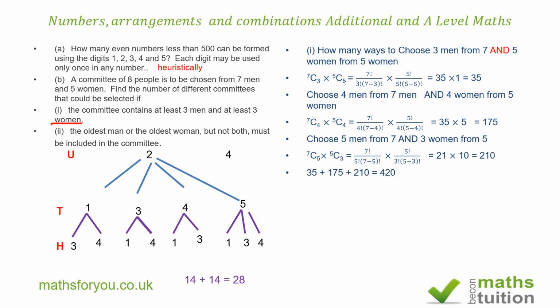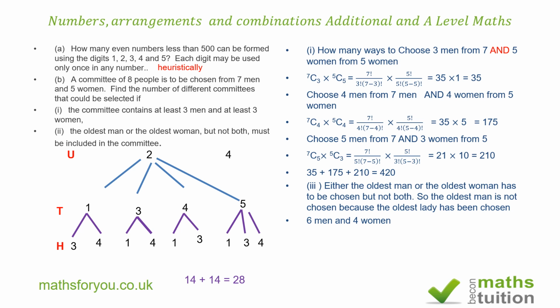Now, for this one, to start with, the oldest man and the oldest woman have been ruled out from our choices, so they're no longer there. So this will now reduce the number of men available to be chosen to 6, and the number of women available to be chosen to 4. So the whole dynamics has now changed. We have to choose from 6 men and 4 women there.